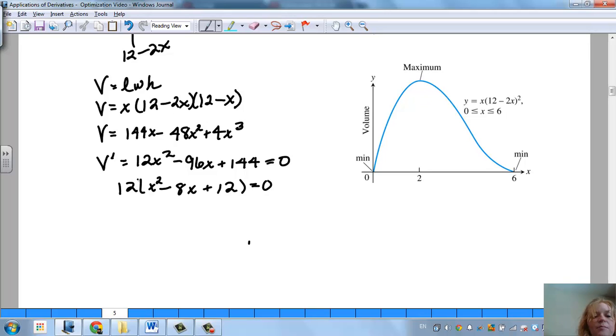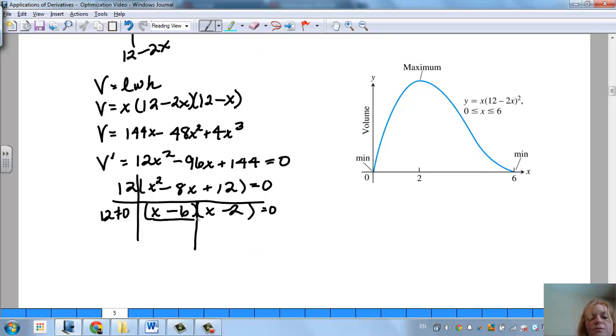And then I'm going to do the big T here. 12 will never equal 0, but we're going to try factoring this. And when I do, I get x minus 6 and x minus 2 equals 0. And then we're going to put both those pieces equal to 0. So x minus 6 equals 0, x is going to equal 6. X minus 2 equals 0, so x equals 2.